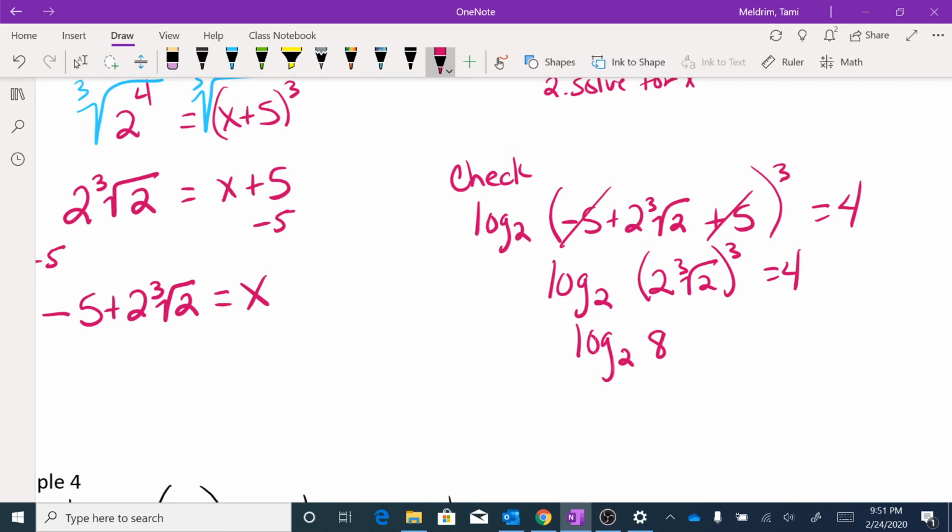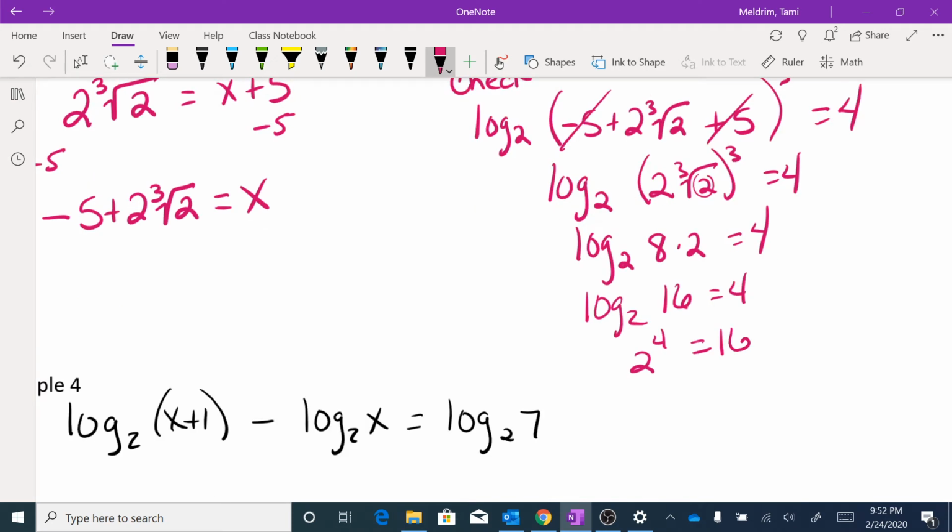It's just what's underneath that radical, and that's going to equal 4. So I have the log base 2 of 16 equals 4. Well, I can put this in exponential form and say 2 to the 4th power equals 16. Well, 2 to the 4th power is 16, so they do equal, and it does check. So you can check your solutions to make sure you have been doing them correctly.